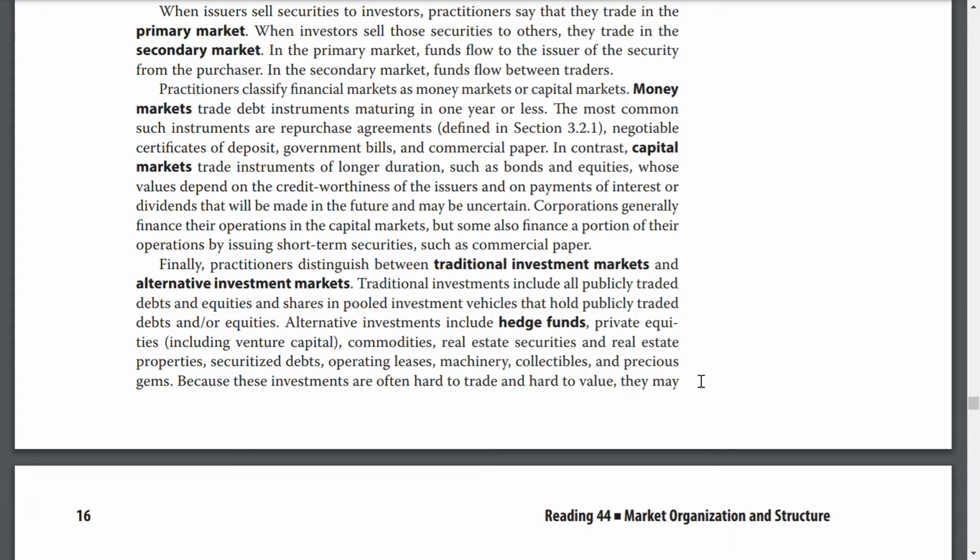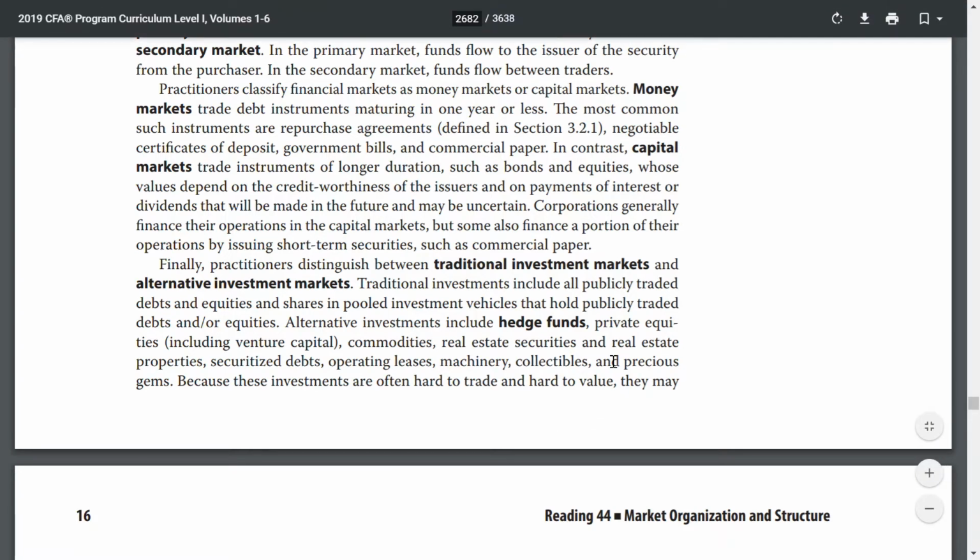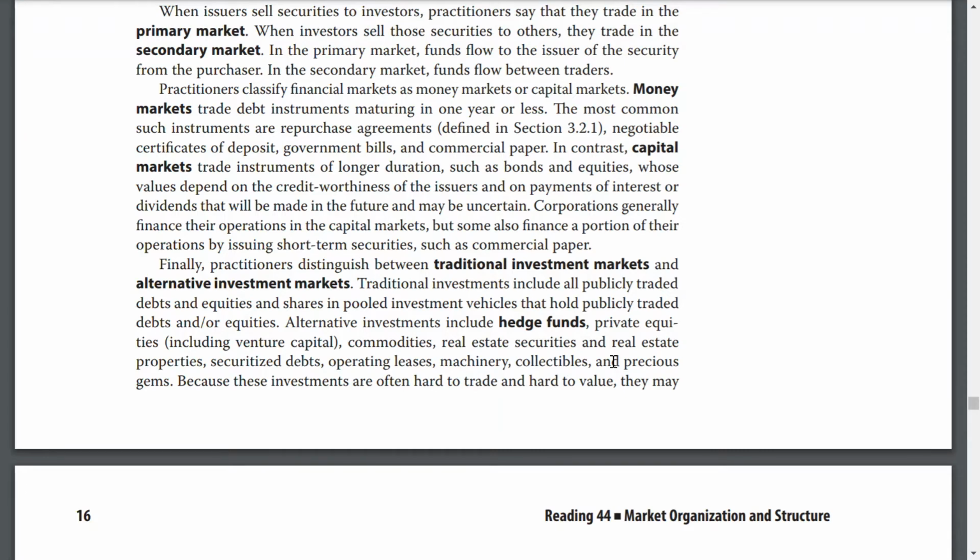Capital markets trade instruments of longer duration, such as bonds and equities, whose value depends on the creditworthiness of the issuer, and on payments of interest or dividends that will be made in the future and are uncertain. Corporations generally finance their operations in the capital markets, but some also finance a proportion of their operations by using short-term securities, such as commercial paper.